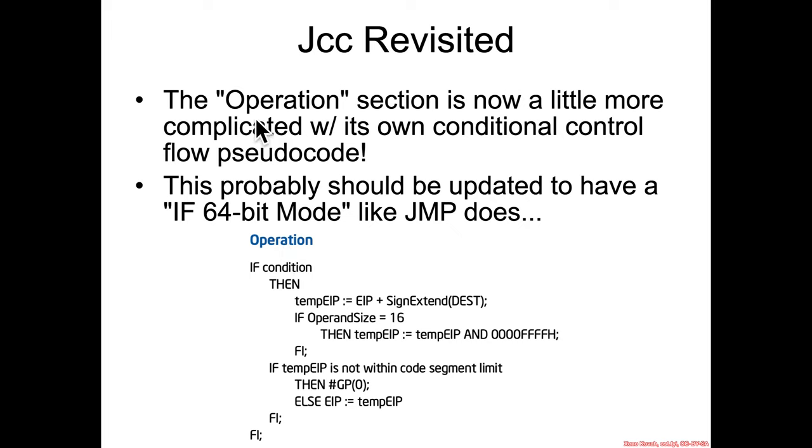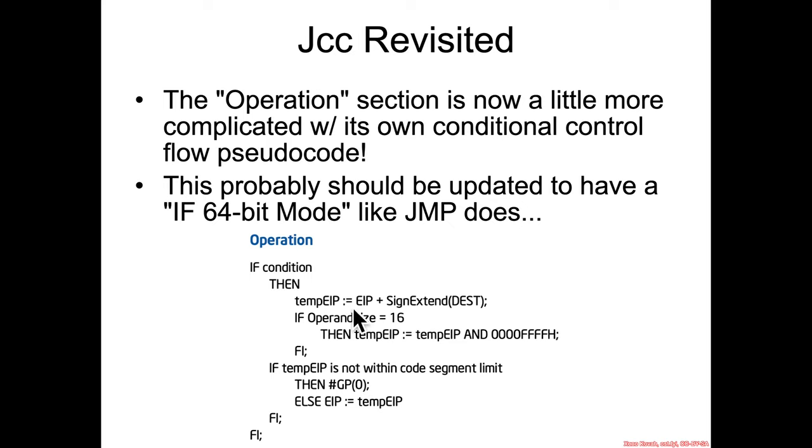Further down in the manual, if you look at the operations section, now you can see it's a lot more complicated than it was for the AND or the ADD. Now all of a sudden we've got conditional pseudocode trying to explain what's going on. If the condition is met, then temp EIP equals EIP plus sign extend of destination. But if the operand size is 16, then bit mask it down so that it's just a 16-bit value. Now, clearly, EIP is not actually what's going to be used if you're in 64-bit mode. So, again, the manual is slightly out of date, slightly inaccurate. There should probably be an if 64-bit mode thing like the jump manual page has. But perhaps they figure you get the gist of it, right?